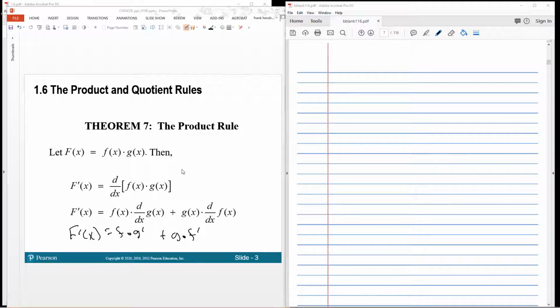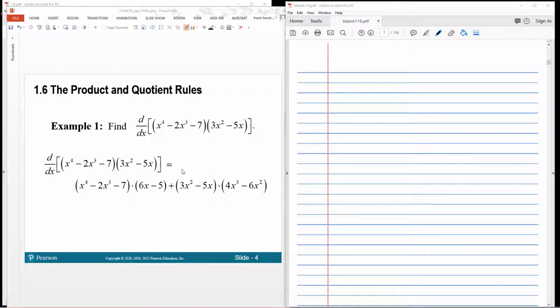This is the product rule. The big F is composed of smaller functions, F times G of X. Then the derivative of that function can be described by taking the derivative of the other two smaller functions as a product, and there's our product rule. What it simply says is F times the derivative of G plus G times the derivative of F, and that's the product rule right there.